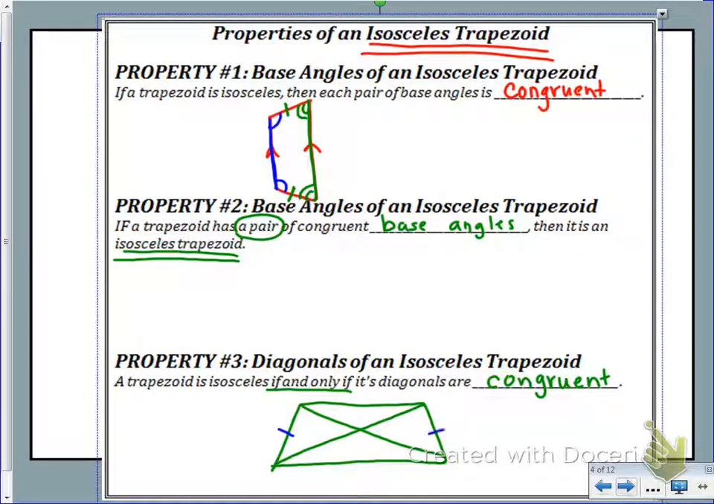So if the legs of the trapezoid are congruent, and we have the parallel bases, then that would mean that AC is congruent to BD. Now keep in mind, we don't know anything about the diagonals bisecting each other. It's not a parallelogram, so that is not applying here, but we do know that the lengths of the diagonals will be congruent only when it's an isosceles trapezoid.